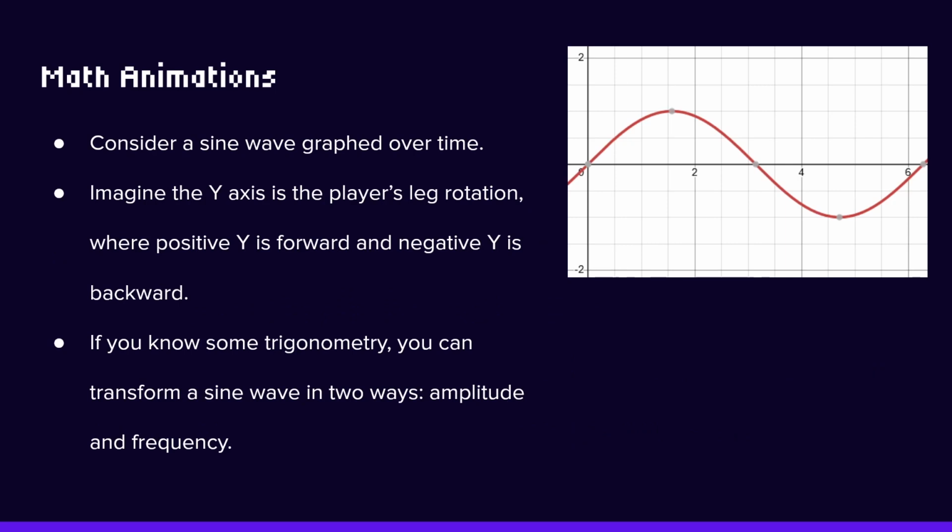So if you also consider a sine wave, right? This is the function y equals sine of x. So if you imagine that the y-axis is the rotation of the player's leg, and that the positive y is forward and the negative y is backward, and then you know some trigonometry, you can mess with this sine wave in a lot of ways, amplitude and frequency.